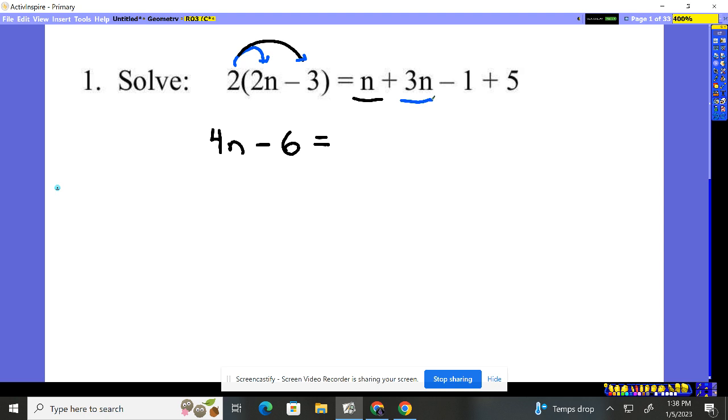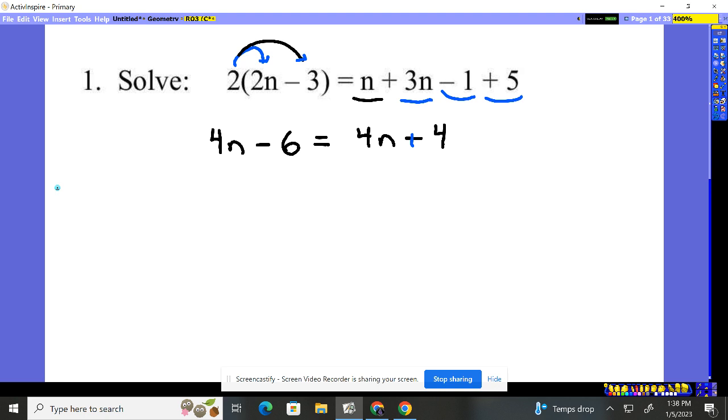N plus 3n. Those go together, which is 4n. And then lose 1, gain 5. What's happened if you lose $1 but then find $5? You're still up $4. Okay, now wait a second. Well, I noticed 4n minus 6 equaling 4n plus 4.